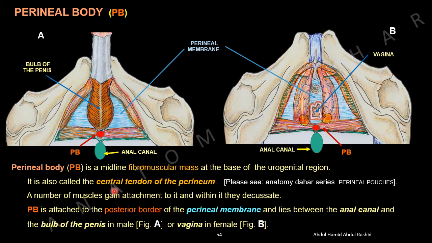It is also called the central tendon of the perineum. A number of muscles gain attachment to it, and within it they decussate. The perineal body is attached to the posterior border of the perineal membrane and lies between the anal canal and bulb of the penis in the male, and between the anal canal and vagina in the female.